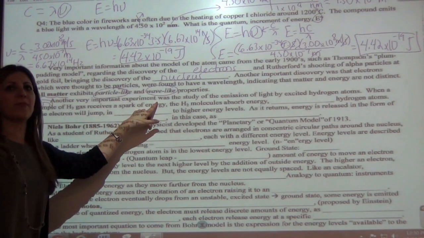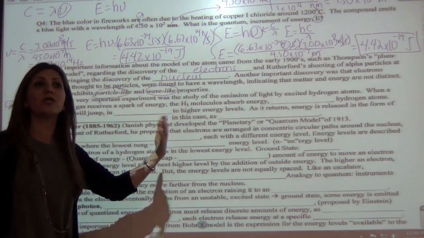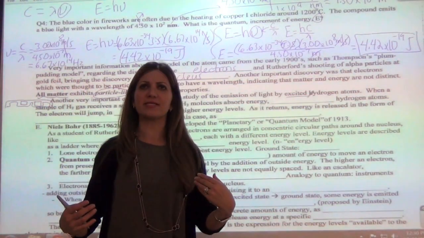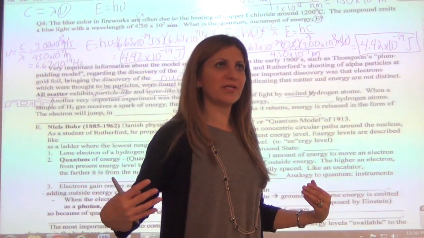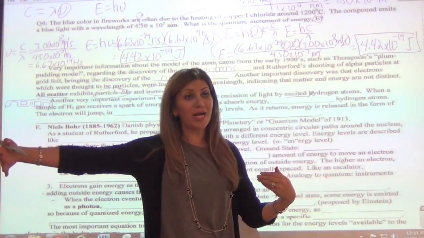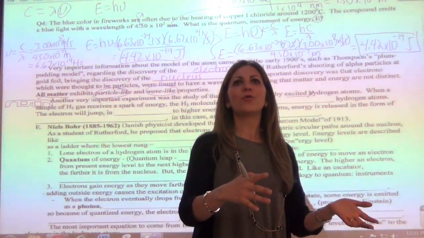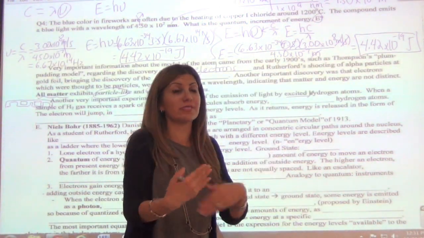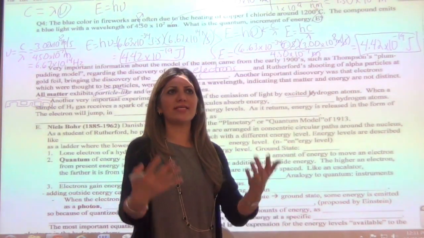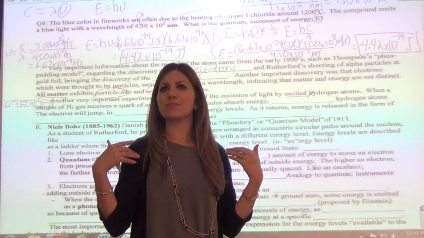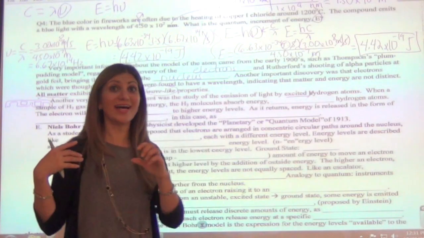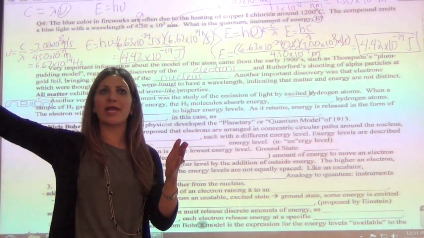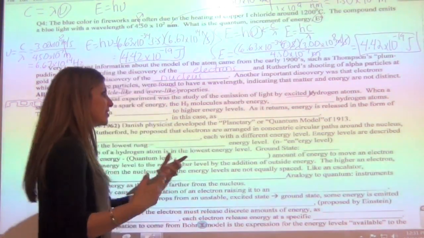Another important experiment was the study of the emission of light, and you need to know this also for the quiz. So, the excited hydrogen atoms. Remember, the little kid intakes the sugar and goes on a sugar high. But if we're talking about atoms, you supply the electricity, and they intake the energy, and the electrons become what? Excited. Awesome. They jump up to higher levels, and then they're unstable there, so what happens? They fall, and they release the energy.